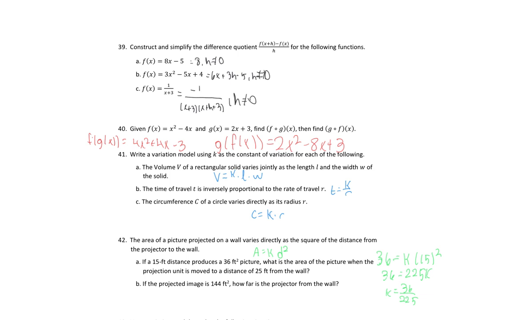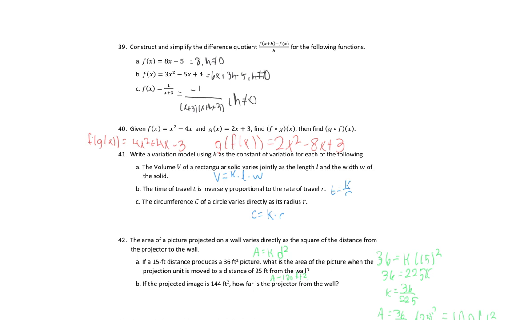Using that, for the next one, I'm trying to find the area whenever my distance is 25. So 36 over 225 times 25 squared. And plugging all that into my calculator, I get an area of 100 feet squared.